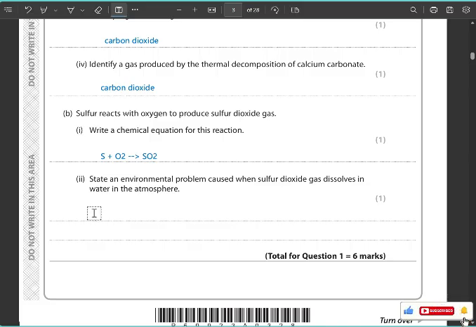When the sulfur dioxide reacts with water, it produces sulfuric acid, whose formula is H2SO4, and it causes acidic rain, or acid rain.